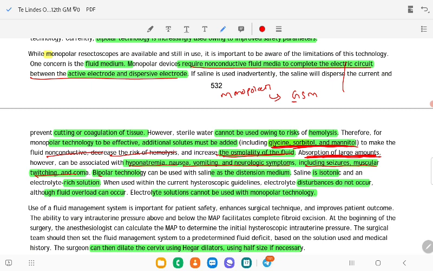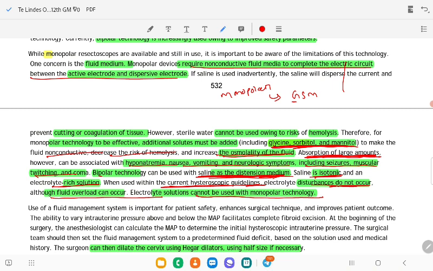In this, you can use saline as the distension media. Saline is a conductive media. Saline is isotonic, so it is an electrolyte solution. With the current hysteroscopic guidelines, electrolyte disturbance doesn't occur because it is an isotonic solution, so there will be no electrolyte imbalance. But fluid overload can occur, and it cannot be used with monopolar. Use a fluid management system, which is important for patient safety.